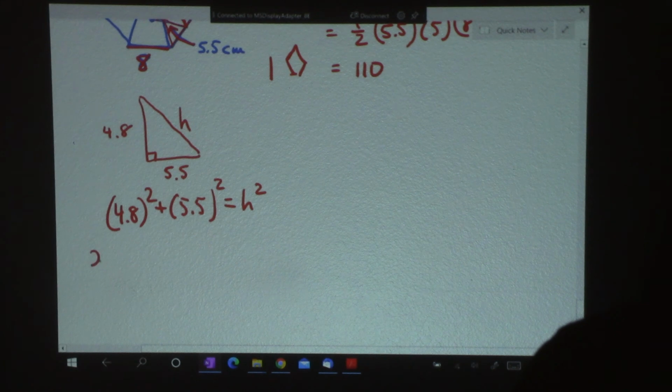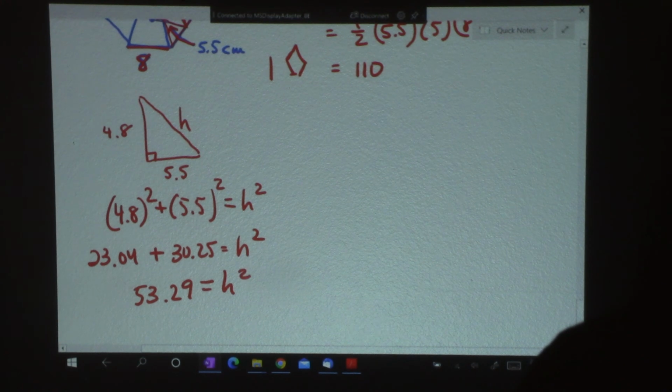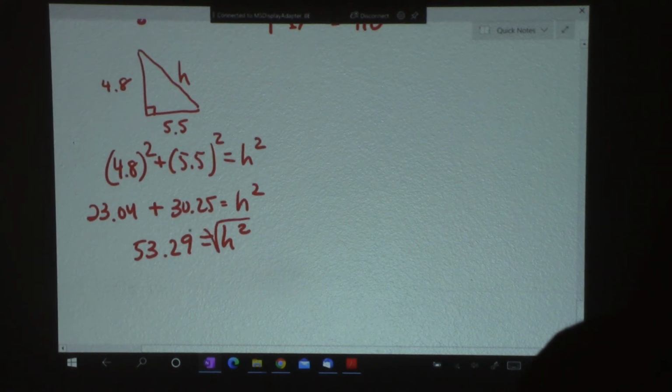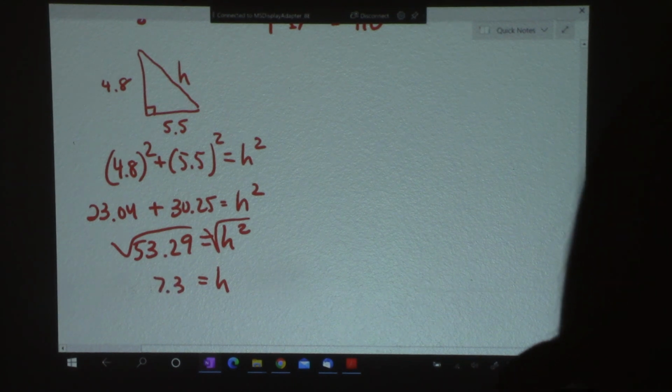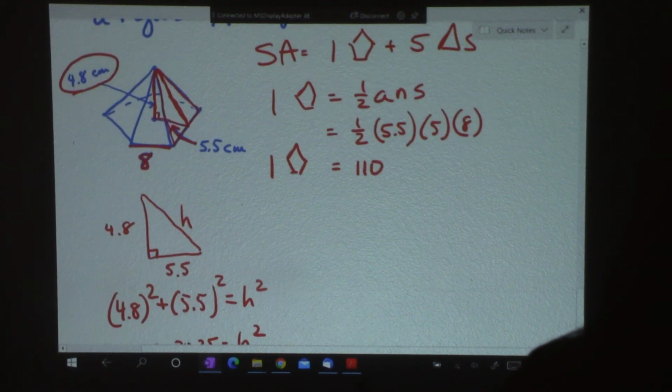And I get 23.04. This is why we do OIOs, because I bet many of you just use that 4.8 and you have to be careful. It's a good exercise in working it out. So you go, oh, okay, I get it. Take the square root, and h is 7.3. Okay, so now when I go up here, I now know that this on the outside is 7.3.